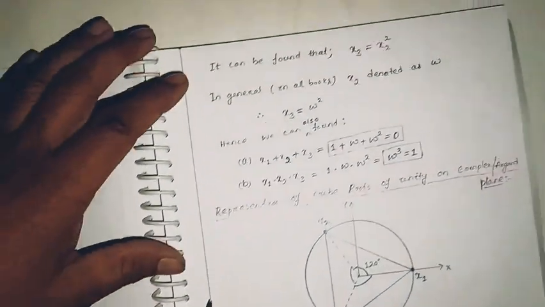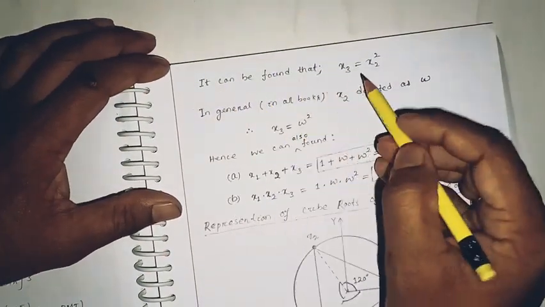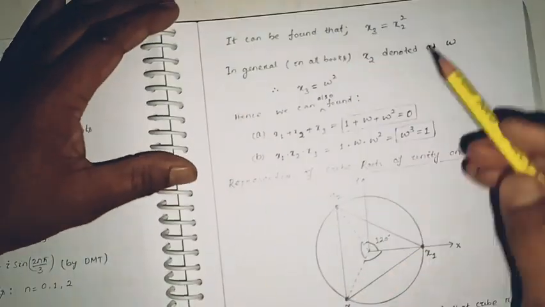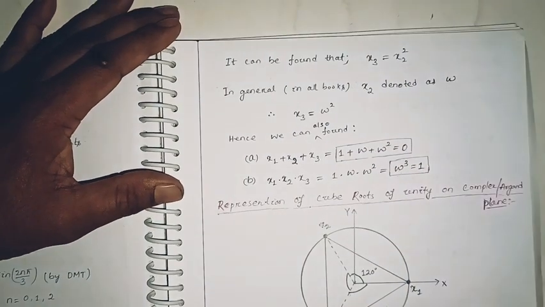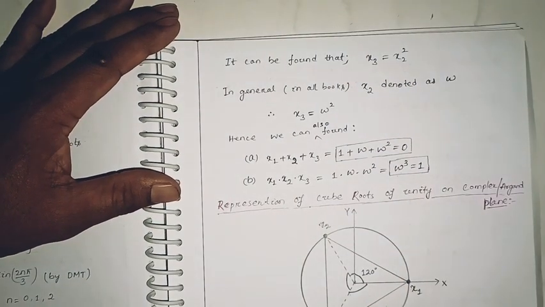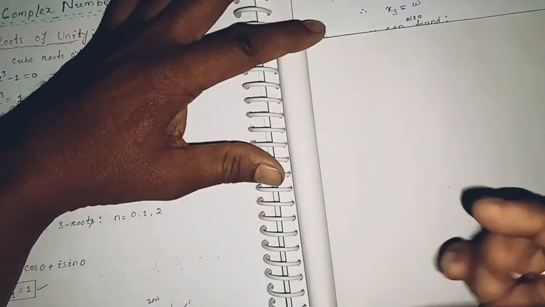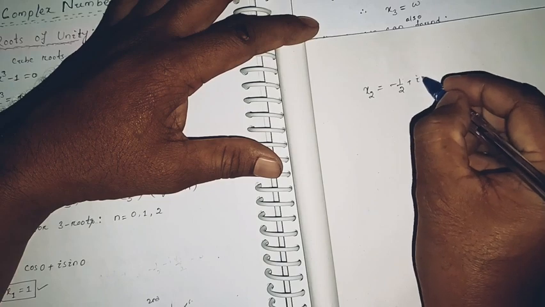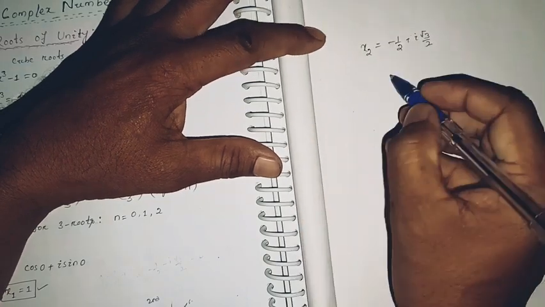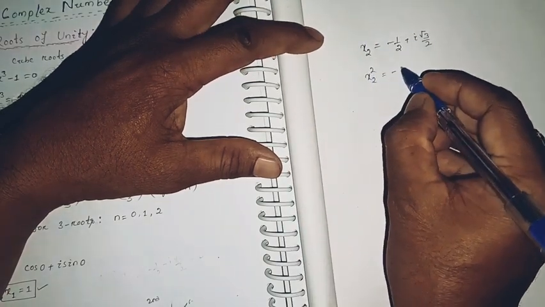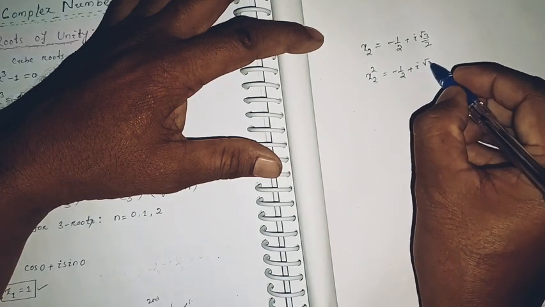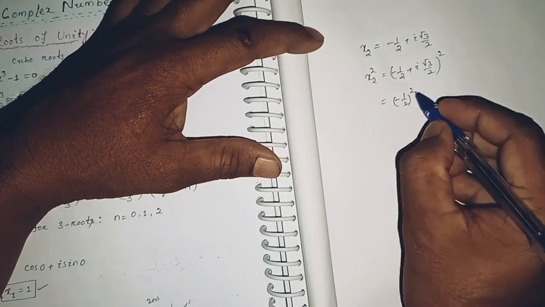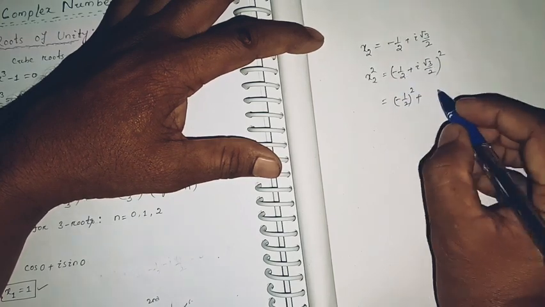Okay. Now it can be easily found that x3, that means third root, will be equal to the square of the second root. Here we can prove, you can also check in your rough, that x2 we found minus 1 by 2 plus i root 3 by 2, right? If we consider x2 square, that means minus 1 by 2 plus i root 3 by 2 whole square, right? So this will be minus 1 by 2 square plus, this is in the form of (a plus b) whole square, okay?